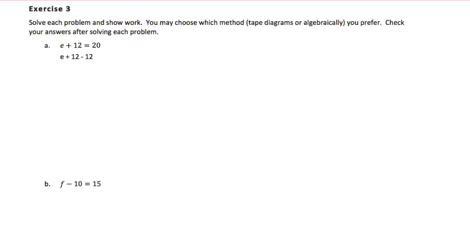Algebraically, I would subtract 12 from both sides because it's being added. So I'll do the opposite. And then on the left side, plus 12 minus 12 would give me 0. And E plus 0 is E. And 20 minus 12 is 8. To check whether that's correct or not, I will substitute 8 for E in our original problem. And 8 plus 12 is 20. 20 equals 20, so we know that we've solved it correctly.